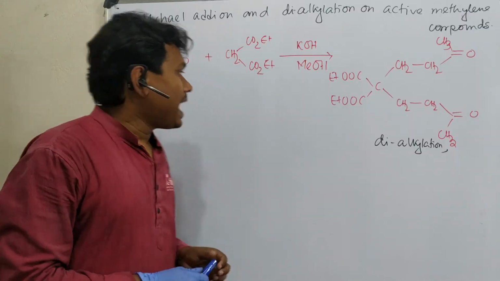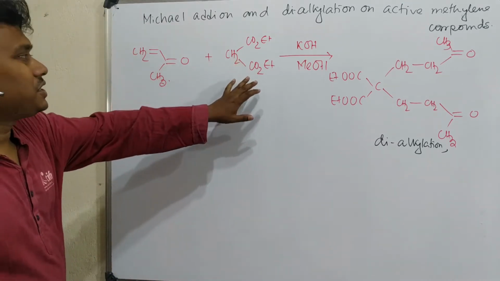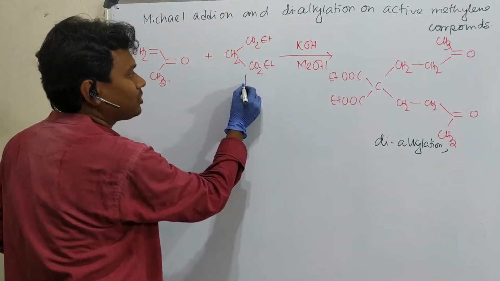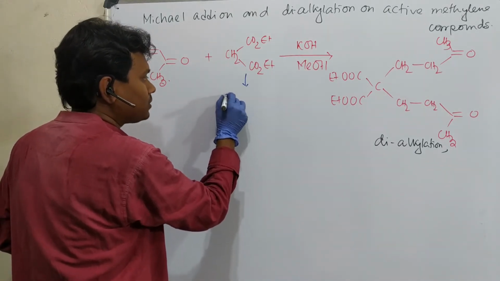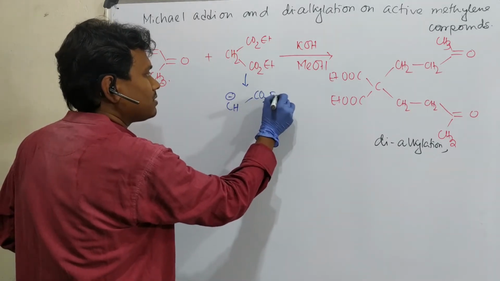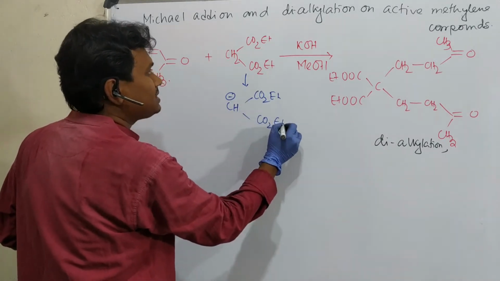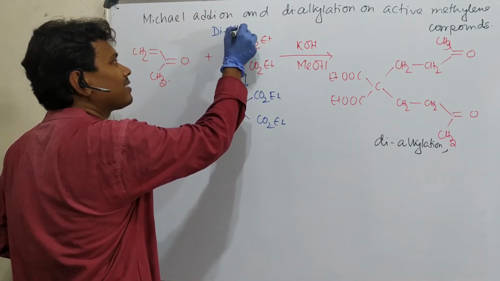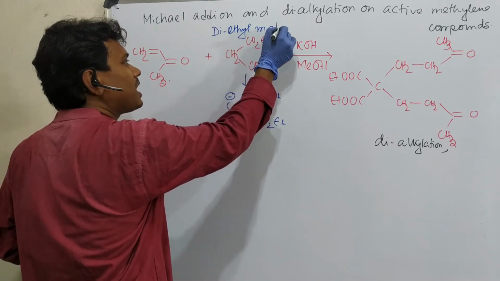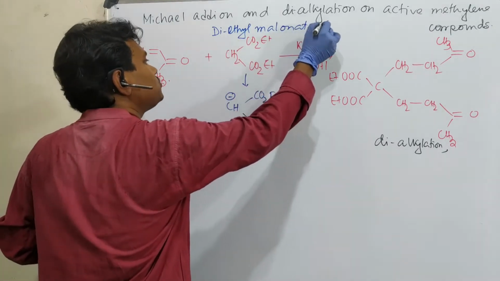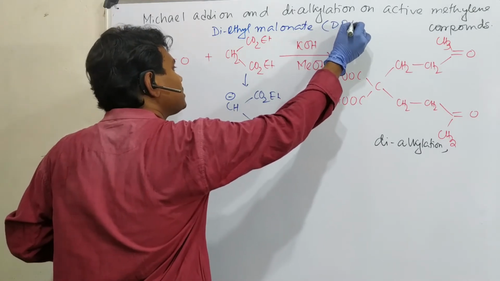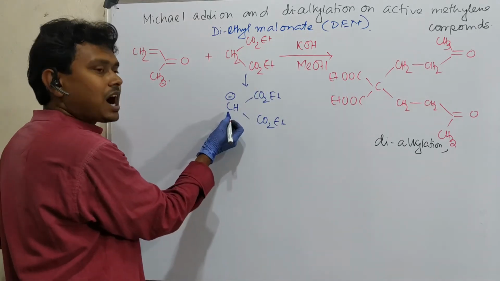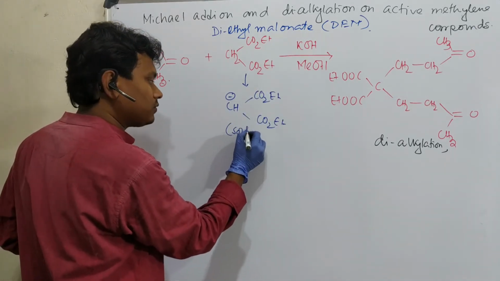So let's start. As you can see, this is Michael addition. A soft nucleophile is generated by the reaction of KOH and this active methylene compound, which is diethyl malonate. I suggest you keep these names in mind. In short, it is abbreviated as DEM, diethyl malonate. This is actually a carbon nucleophile, a softer nucleophile.